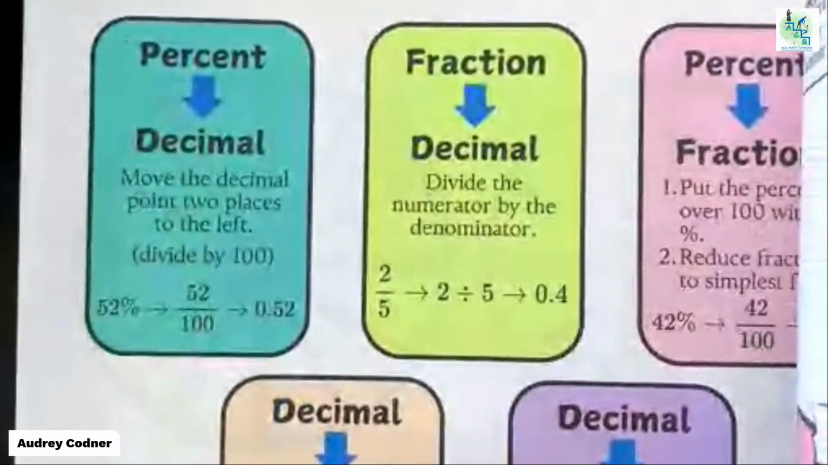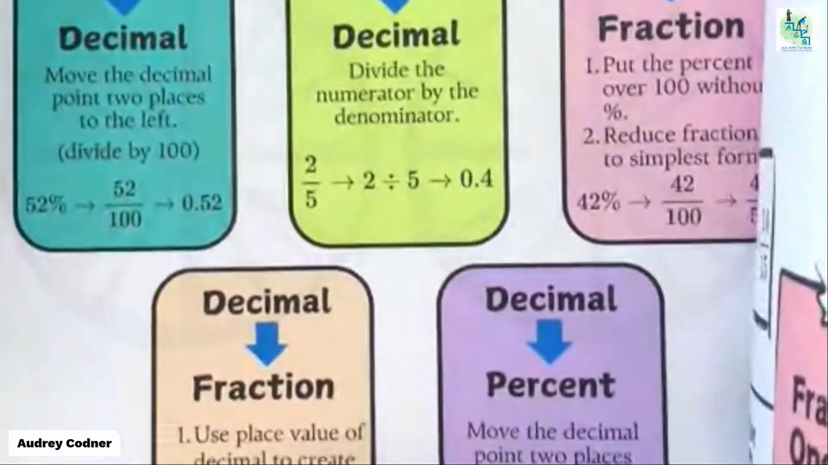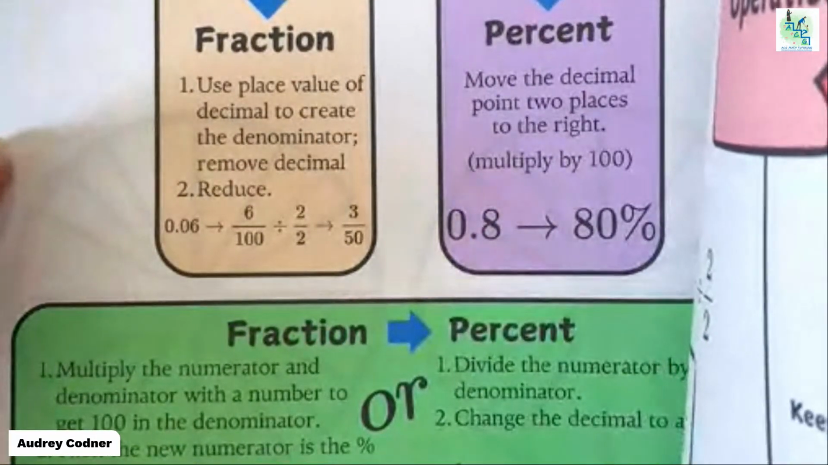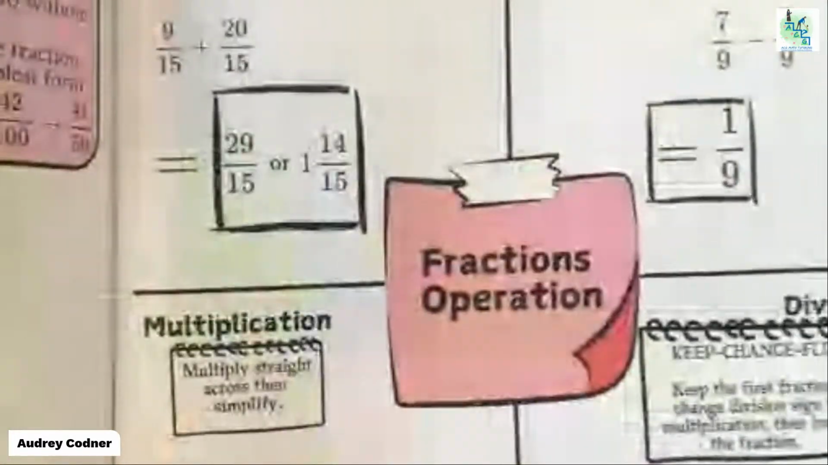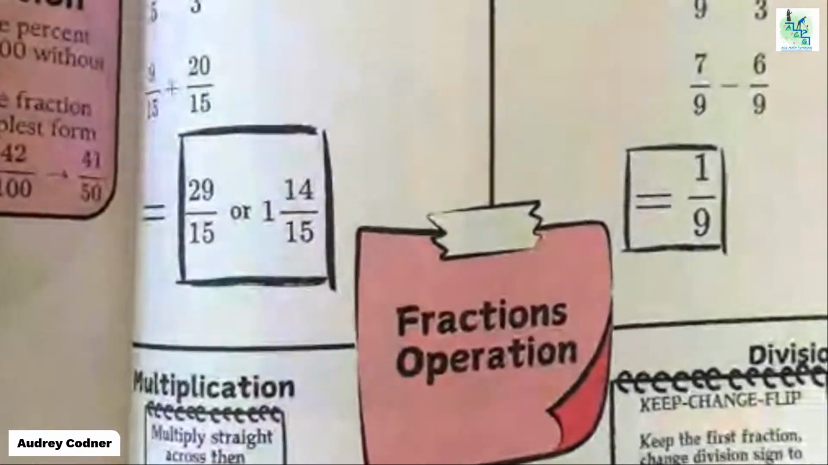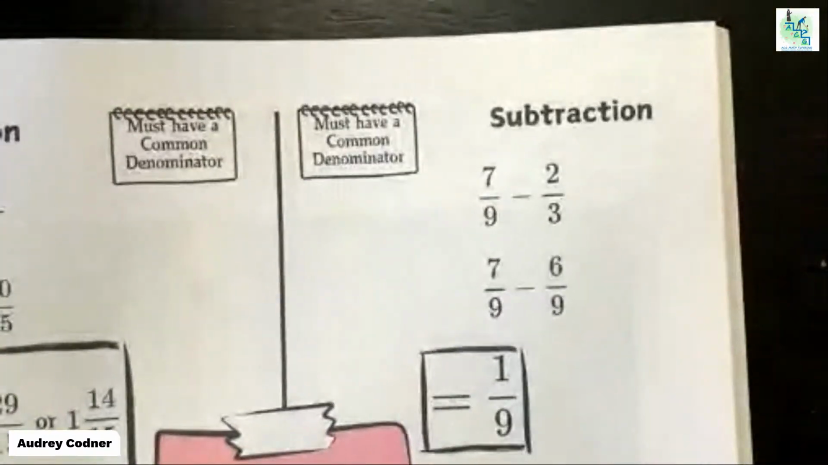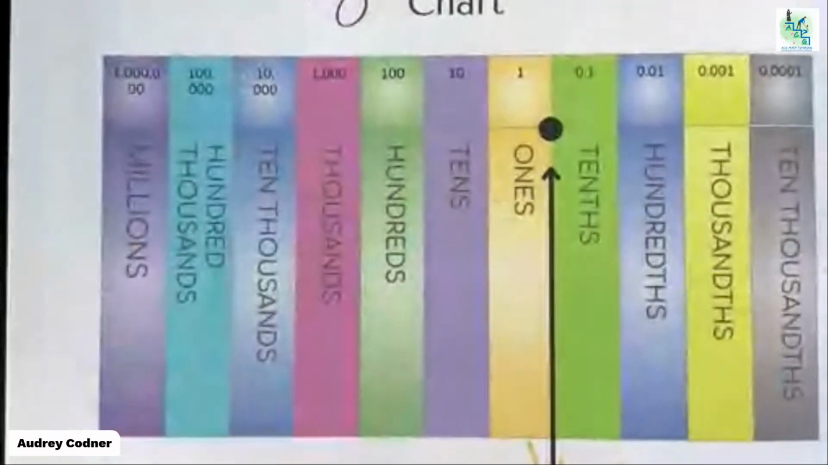Then we talked about the percents to decimals and give them examples of what it looks like. So same with the decimals of fractions, and let's not forget about fraction to percent. Then we have the fraction operations, okay? So what does it look like with addition? What does it look like with subtraction? What does it look like with multiplication and division, right? As well as place values.